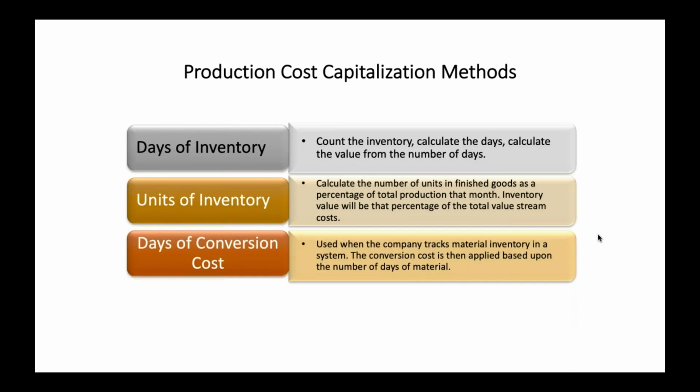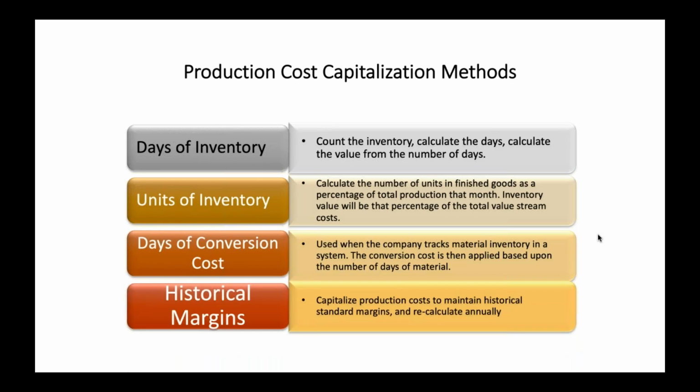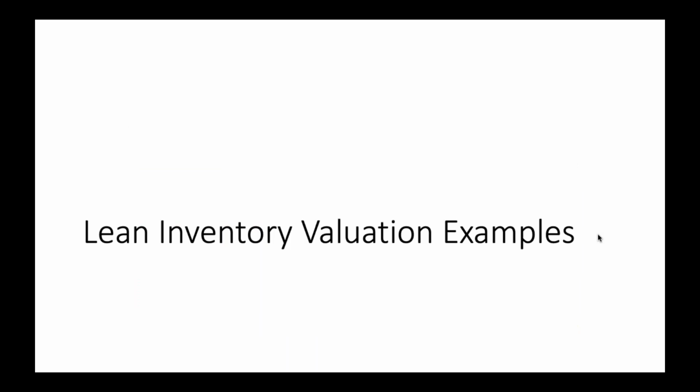We can also do it through days of conversion cost. And a final method is historical margins, which basically means let's maintain our historical margins that existed even when we were in a standard costing methodology, and we can recalculate these annually based on how much improvement is made. As I said earlier, companies have used all of these methods, and they have been certified by their auditors and tested. So what I'd like to do now is show you some examples.